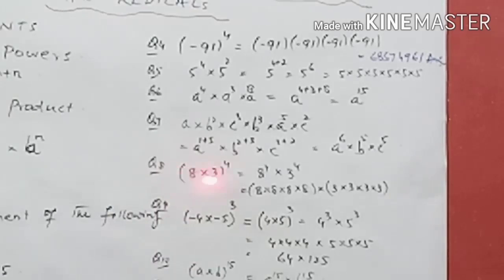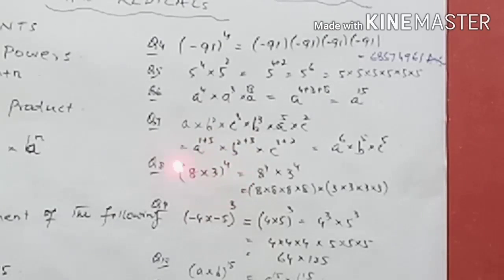Okay, now come to question number 8, and from question number 8, the law of the power of a product. That means question number 8 contains two numbers in a bracket, 8 multiplied by 3, having the same power 4. That means if we expand this, 8 raised to power 4 and multiplied by 3 raised to power 4. 8 power 4 means 8 multiplied by itself 4 times and 3 multiplied by itself 4 times, and then you write the answer.